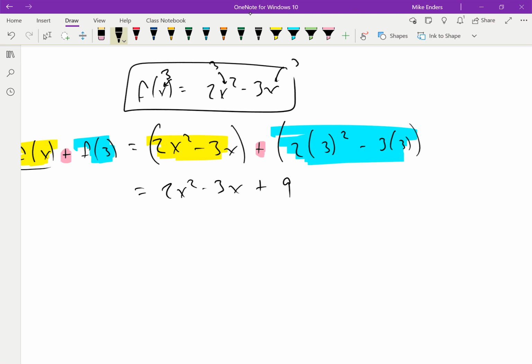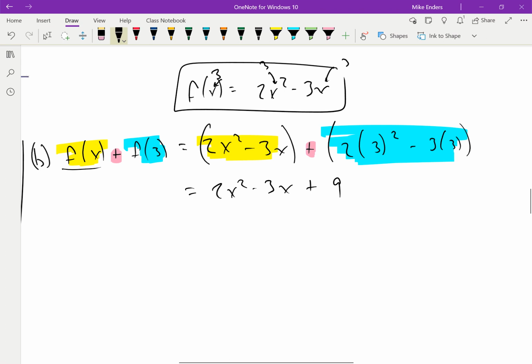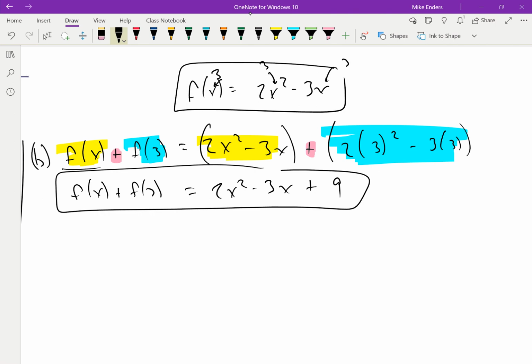That's going to be 9 also. Now, if we wanted to, we could expand it out and do all the work. But since I already calculated that, I'm just going to leave that there. So I end up with 2x squared minus 3x plus 9. Well, what is that? That's f of x plus f of 3. So that would be our answer.